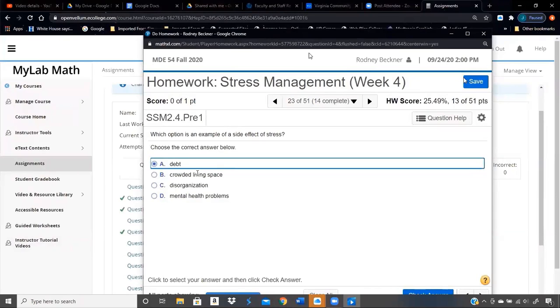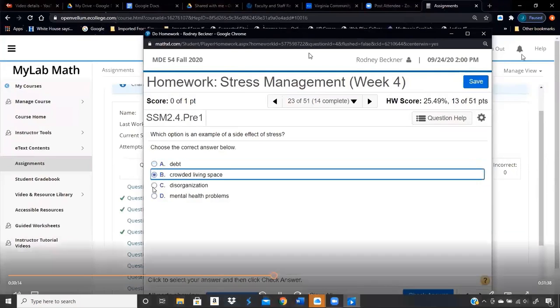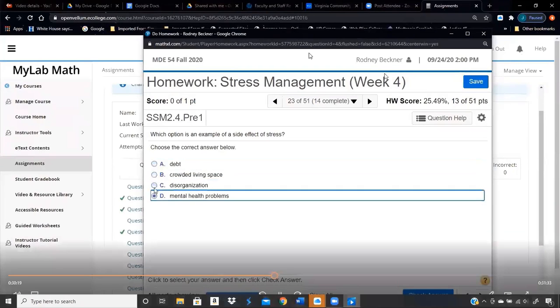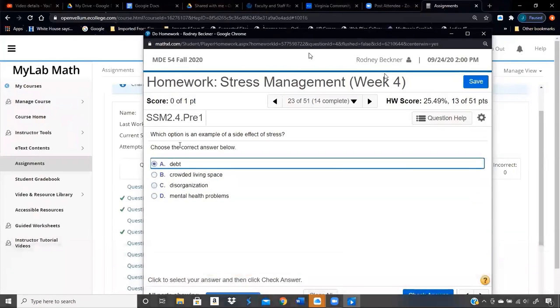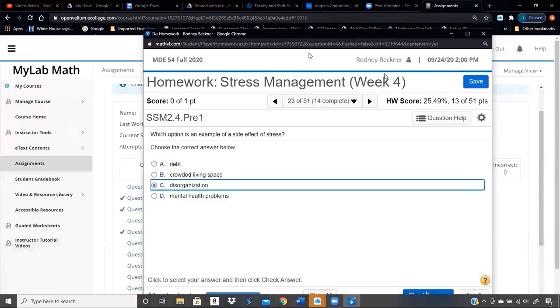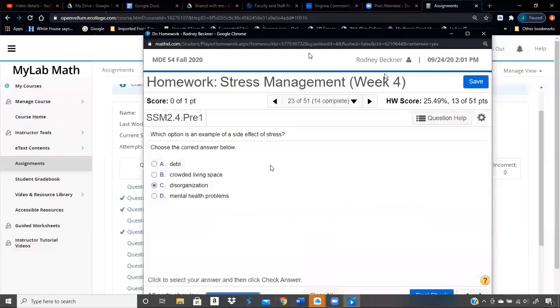All right, so I've sidetracked because I love talking finances. Crowded living space, I would say, could be if it means you're just trashing the place. Disorganization, stress could lead to disorganization. So there's a lot of decent answers here. It could be debt. It could be disorganization. In a world, it could be mental health problems. Let's try disorganization. No, it's not a side effect of stress. However, it can add to stress levels. I will say that when I'm stressed, I start to get disorganized. So I will say I disagree with that particular statement.